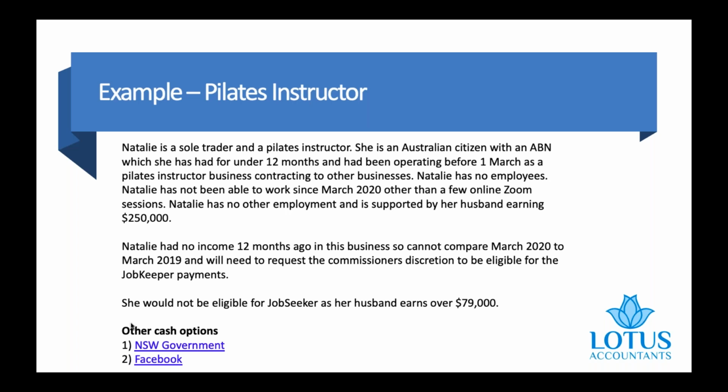So as she can't compare that income, she's going to need to request the ATO's discretion to be eligible for the JobKeeper payments. So there'll need to be some sort of, again, level of financial information showing that she had been carrying on a business, she had been building that business up, and so again, we're not quite sure how that discretion is going to be processed.